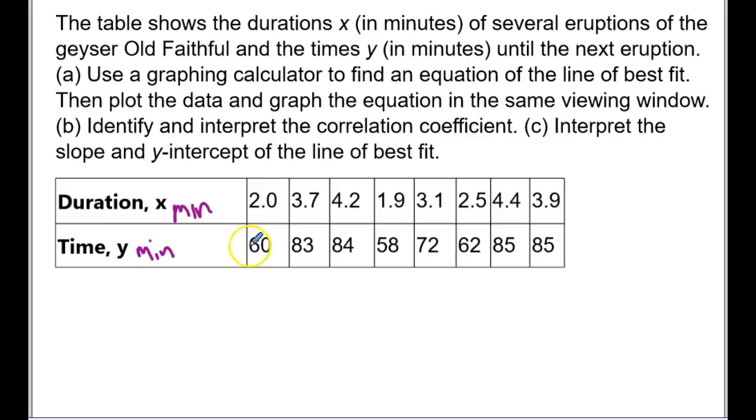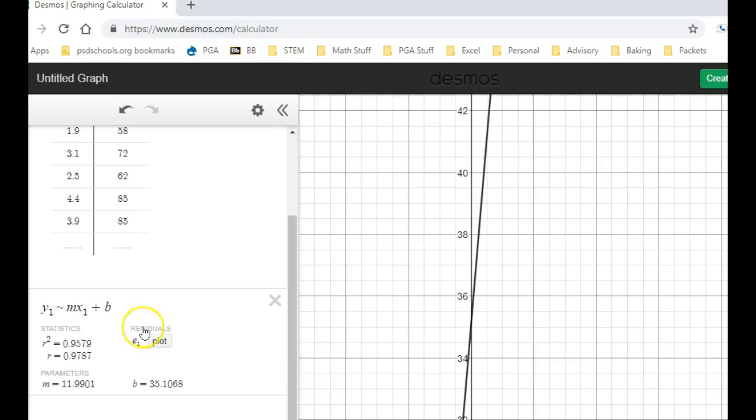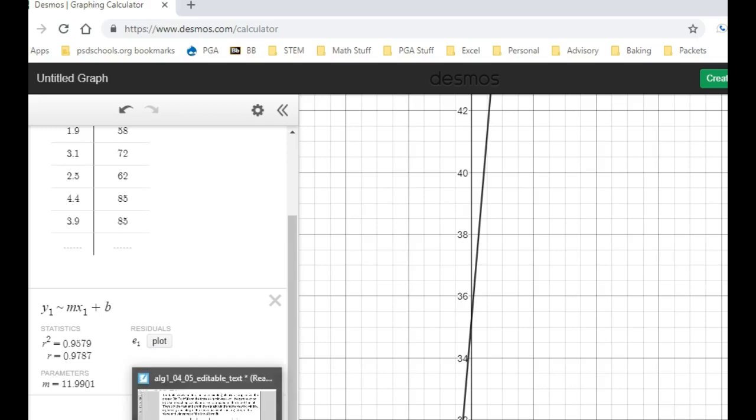So then the last part of our question was to interpret the slope and y-intercept of the line of best fit. So remember that our y value was time until the next eruption, and our x value was the duration of the next eruption. So we can find here the slope, which we said was almost 11, or almost 12, and the y-intercept, which was 35.1. So we can use that to help us with our next couple of graphs as well.